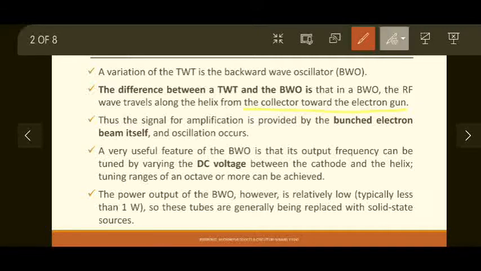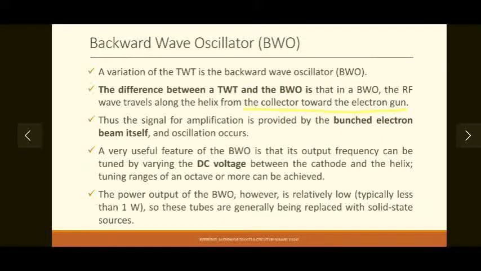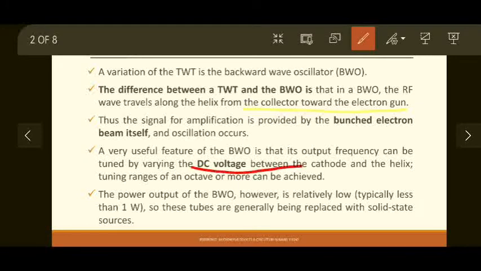Thus the signal for amplification is provided by bunched electron beam itself, and oscillations occur. So bunched electrons, which are velocity modulated electrons, provide amplification of a signal, and that amplification happens out of control and provides the oscillation. Okay, so what happens in TWT is that electron beam is focused along the axis with the help of DC voltage, which is applied between cathode and the helix. So that DC voltage is used for focusing a magnetic field.